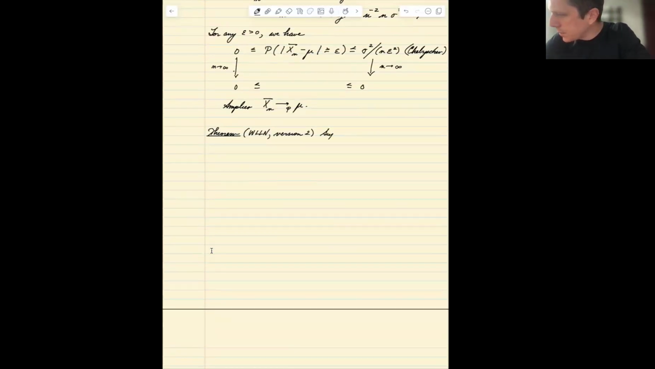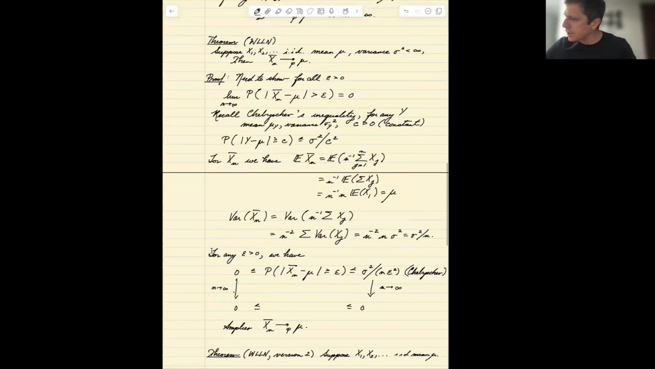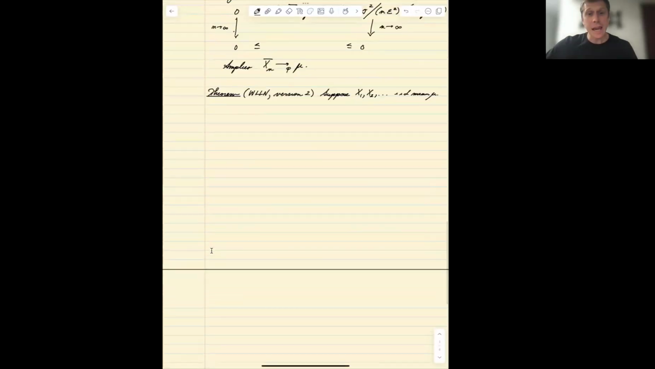And let's suppose X1, X2, ... are IID with mean mu. So we're not assuming a variance. Remember, it is possible for variance to be infinite. In the above, we assumed that the variance was finite. So variance can be infinite in this case, but we still get the weak law of large numbers, convergence in probability of the sample mean.